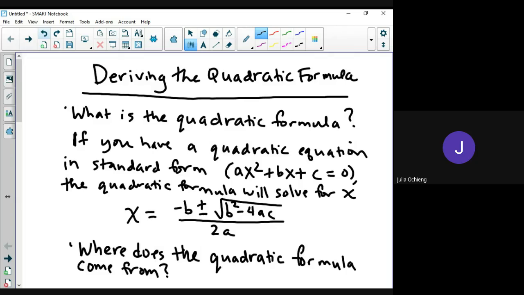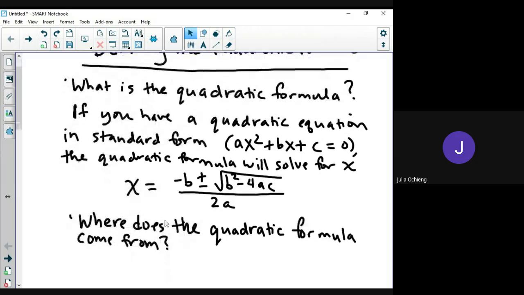So where does that formula come from? Where does that big long formula come from? And the answer is, it's actually completing the square. This formula is completing the square.